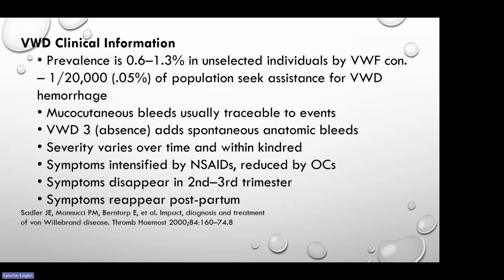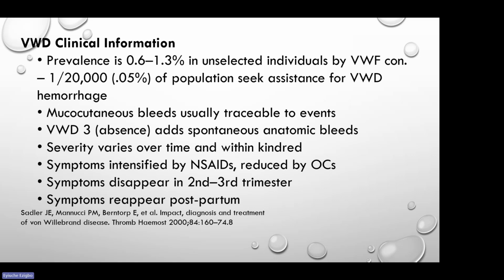Okay, we are still going to go down to the various types, but for now, von Willebrand disease type 3: in type 3, there is complete absence of von Willebrand factor, and if a patient is presenting with this type of von Willebrand disease, it adds to spontaneous anatomic bleeds when there is surgery, wound or trauma.